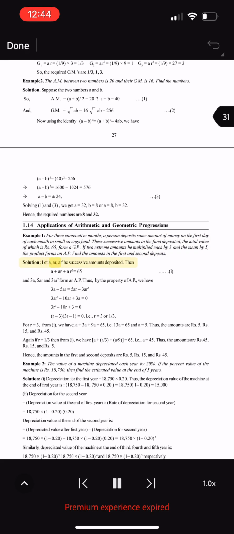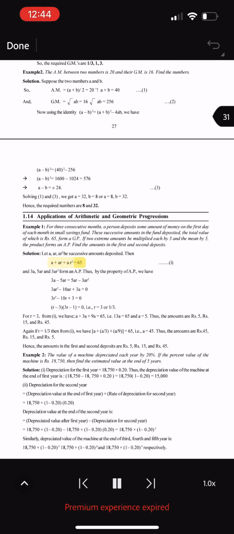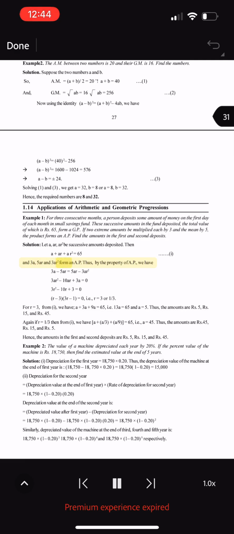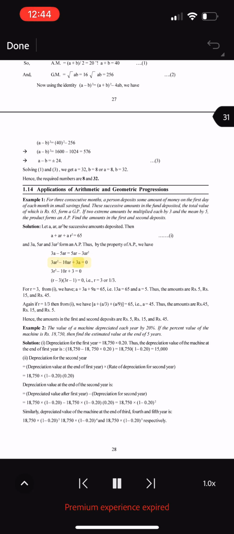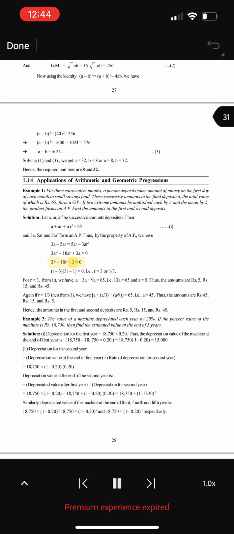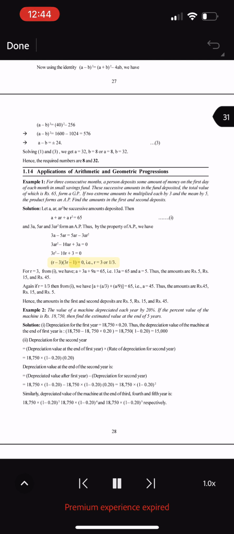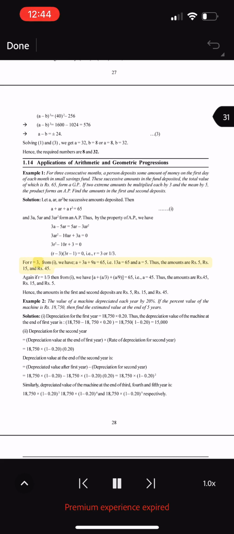Solution. Let a, aR, aR2 be successive amounts deposited. Then a plus aR plus aR2 equals 65, and 3a, 5aR and 3aR2 form an AP. Thus, by the property of AP, we have 3a plus 3aR2 equals 2 times 5aR, so 3R2 minus 10R plus 3 equals 0, (R minus 3)(3R minus 1) equals 0, i.e., R equals 3 or 1/3. For R equals 3, we have a plus 3a plus 9a equals 65, i.e., 13a equals 65 and a equals 5. Thus, the amounts are Rs 5, Rs 15, and Rs 45.